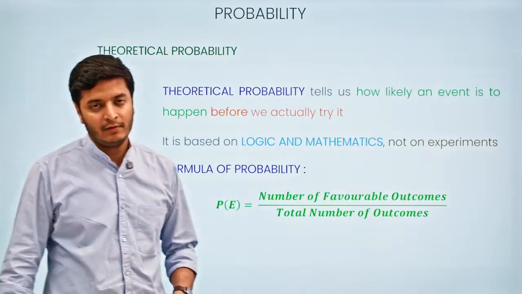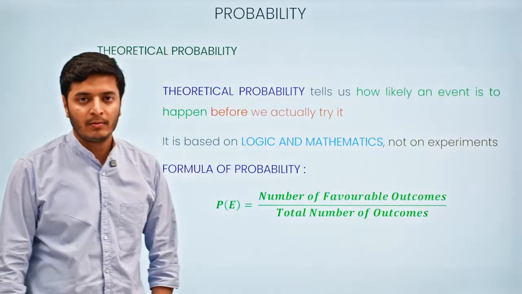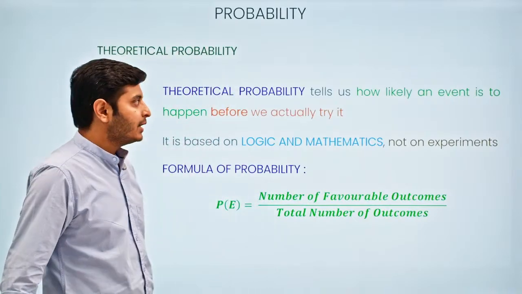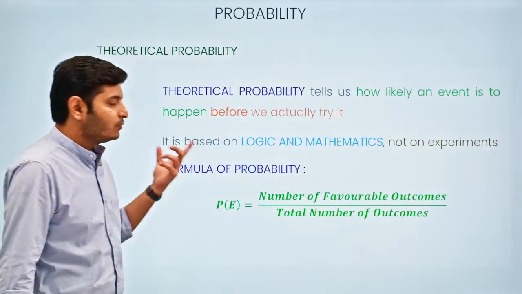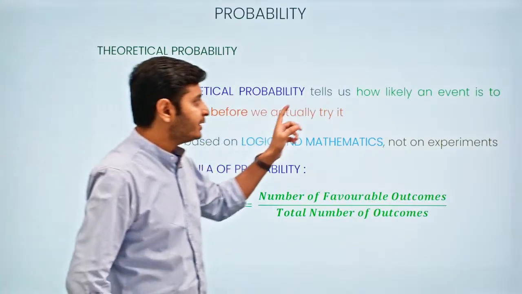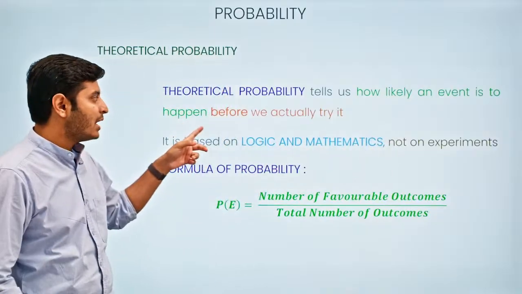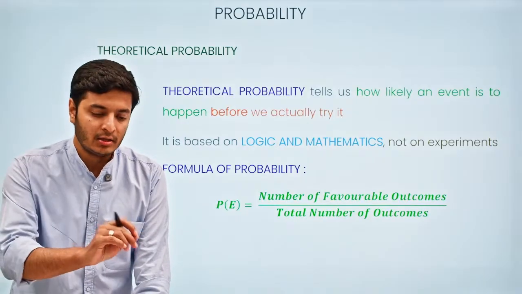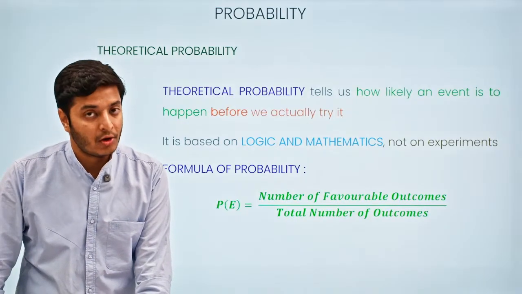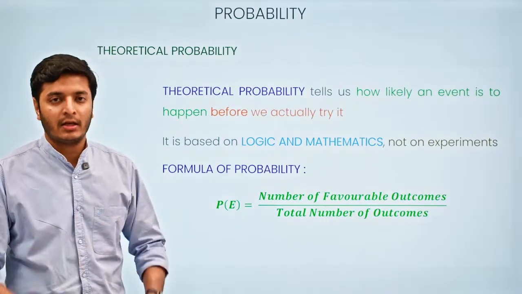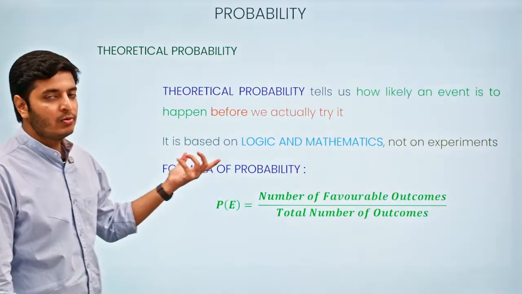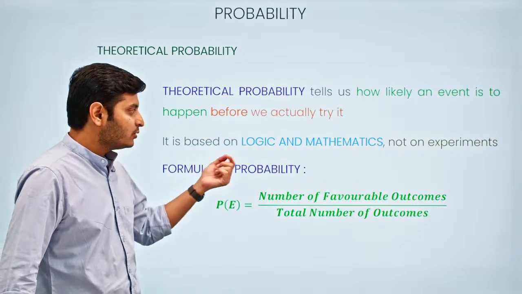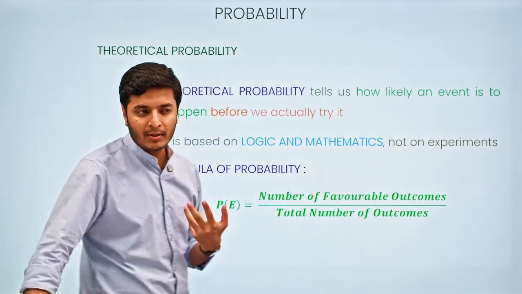So you should calculate it theoretically first, and only then can you move ahead, right? The same thing we are going to do with probability also. Of course, in some cases you can go with experimental probability, but most of the time you are going to deal with theoretical probability. So what is theoretical probability? Theoretical probability tells us how likely an event is to happen before we actually do it, before we actually try it. So we are going to calculate the probability theoretically first, and only then can we try the event. So how do we calculate theoretical probability then? Is there any formula? Yes, there is. It is based on logic and mathematics, not experiment. So we are going to apply the logic here.